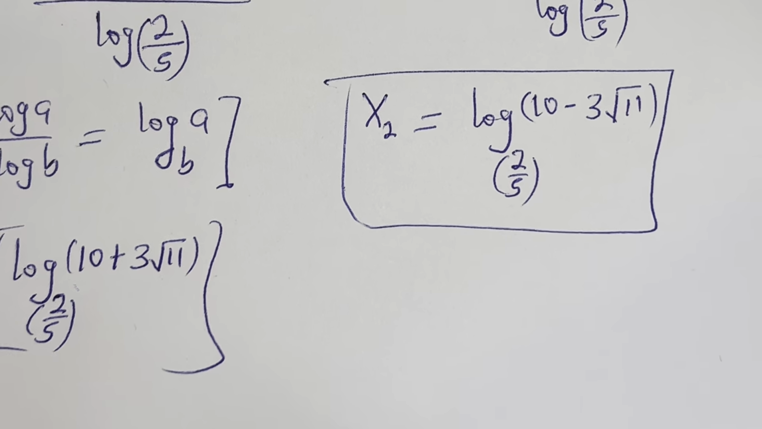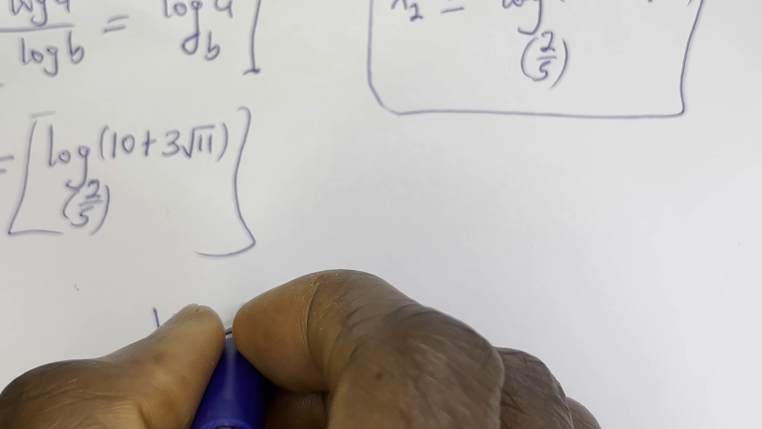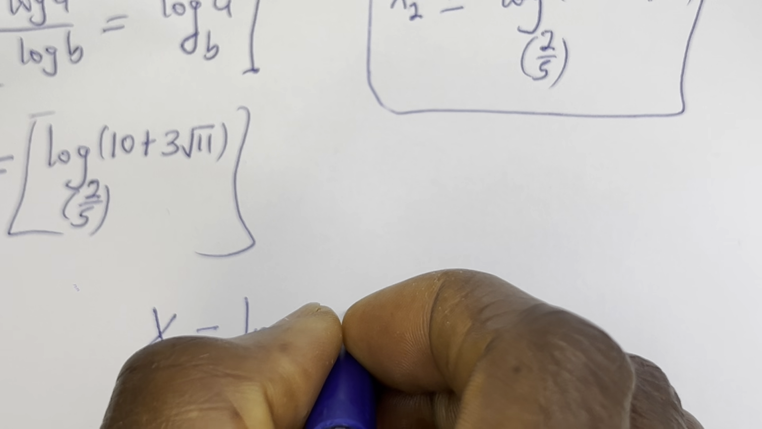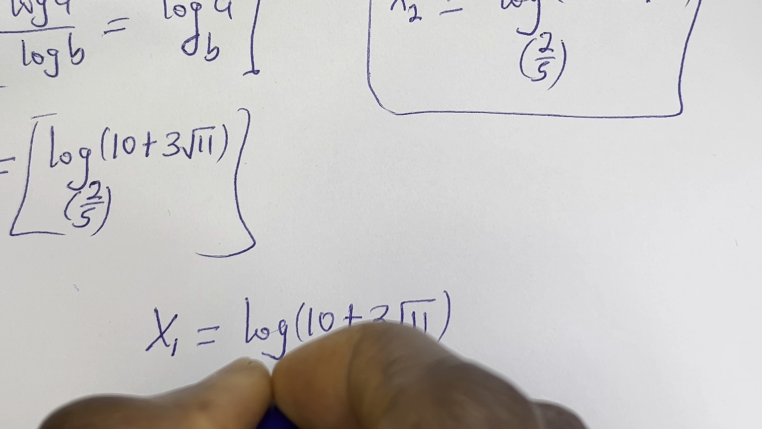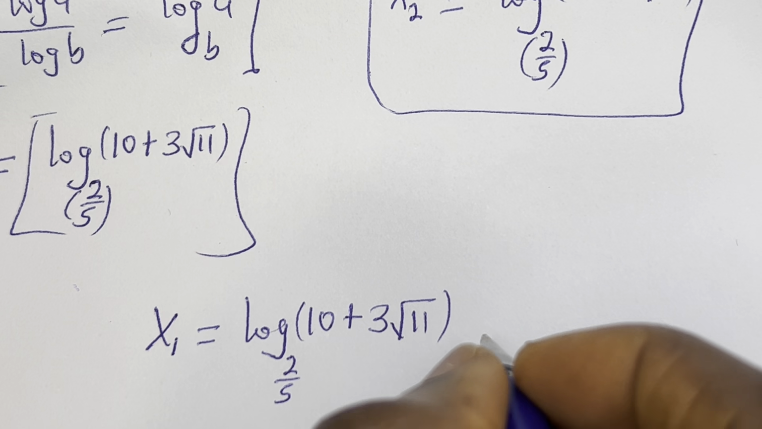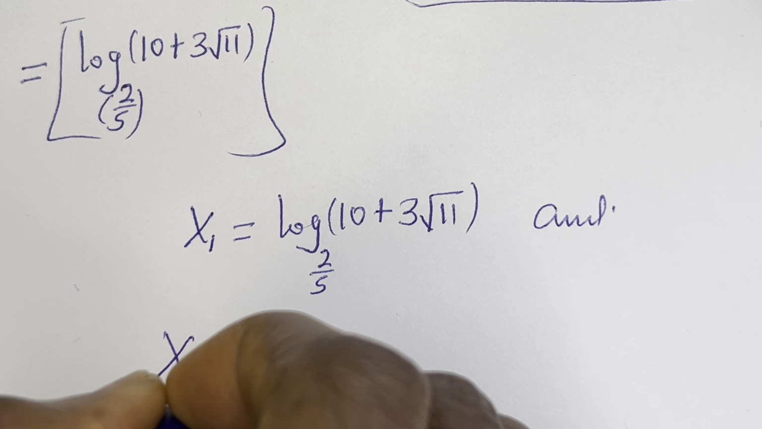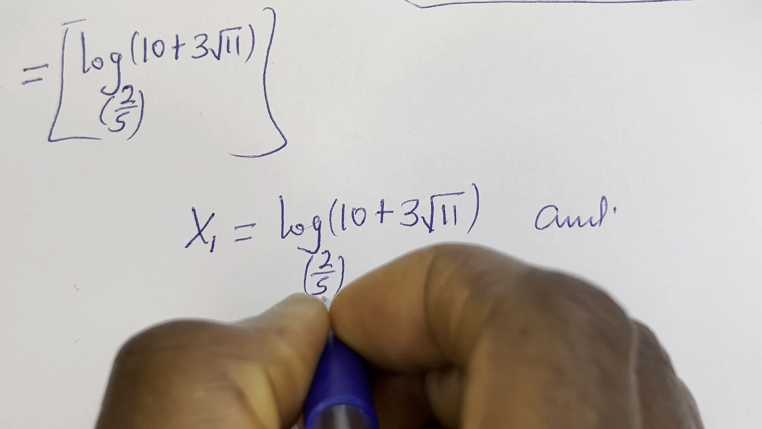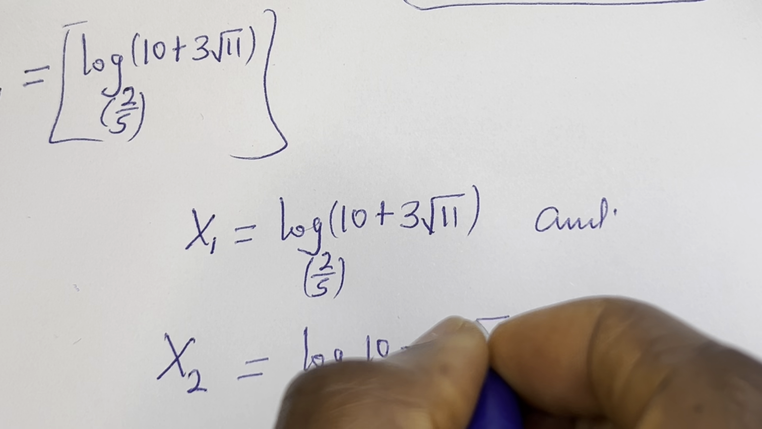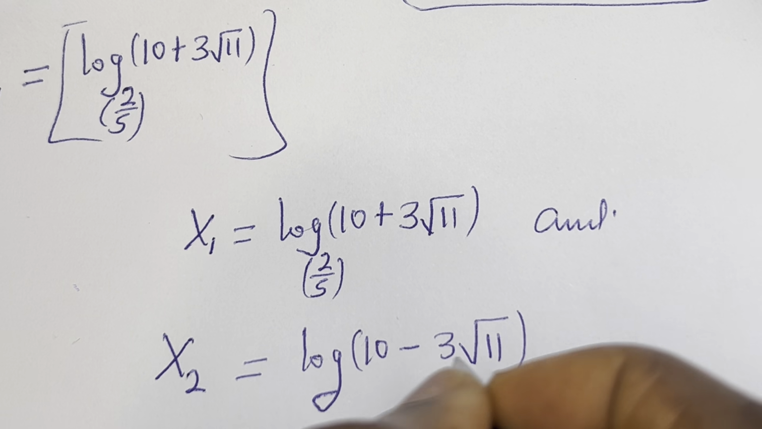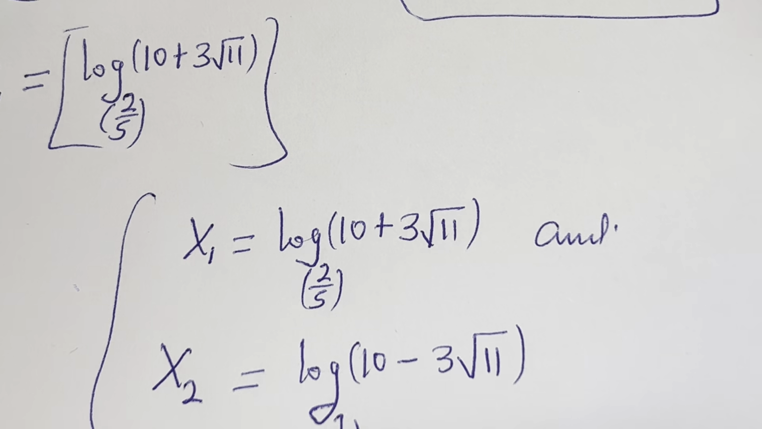Therefore, our final answers are x1 is equal to log of 10 plus 3 square root of 11, base 2 over 5, and x2 is equal to log of 10 minus 3 square root of 11, base 2 over 5. These are the values of x.